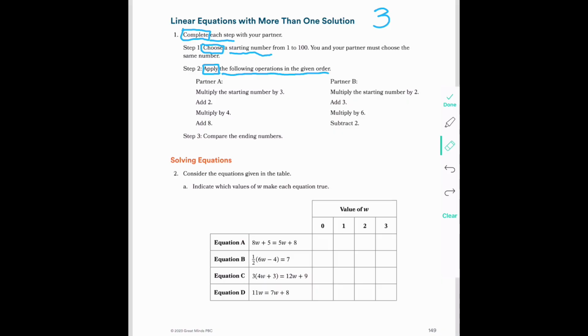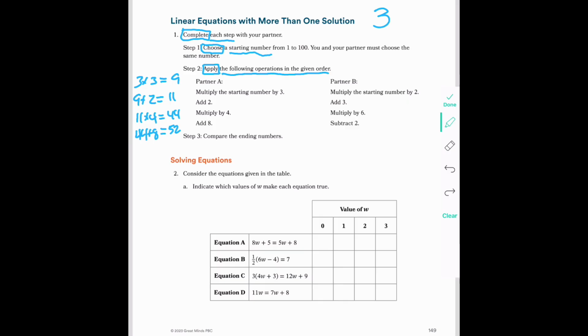So if I was partner A, I would take my number and multiply it by 3. I know that 3 times 3 equals 9. Then it says add 2. So then 9 plus 2 equals 11. Then it says multiply by 4. I know that 11 times 4 equals 44. Then it says add 8. And then 44 plus 8 equals 52.